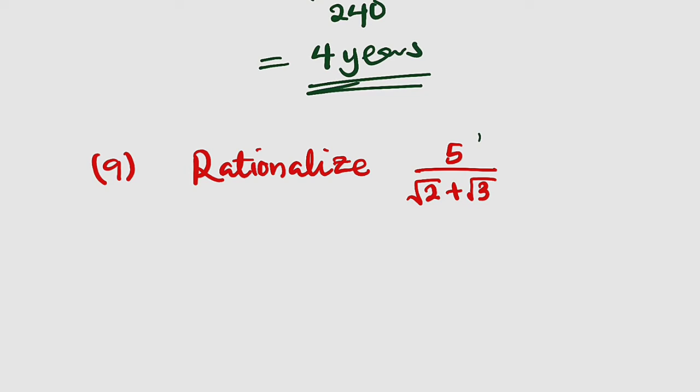Question number 9, we are asked to rationalize this. What does this mean? It means that we should make the denominator to be a rational number, because root 2 plus root 3 is irrational.